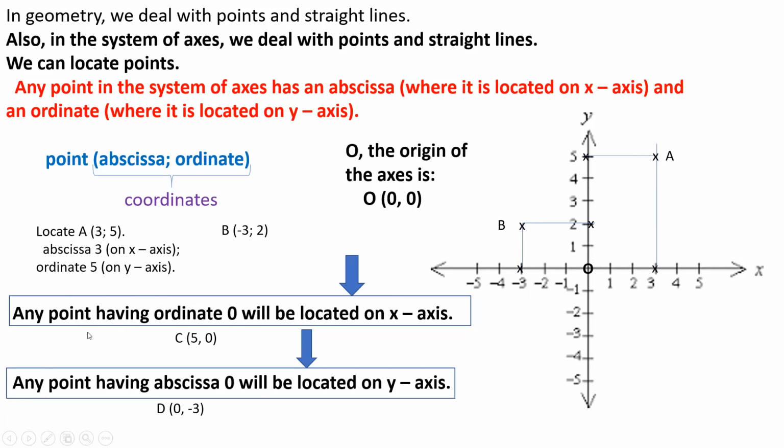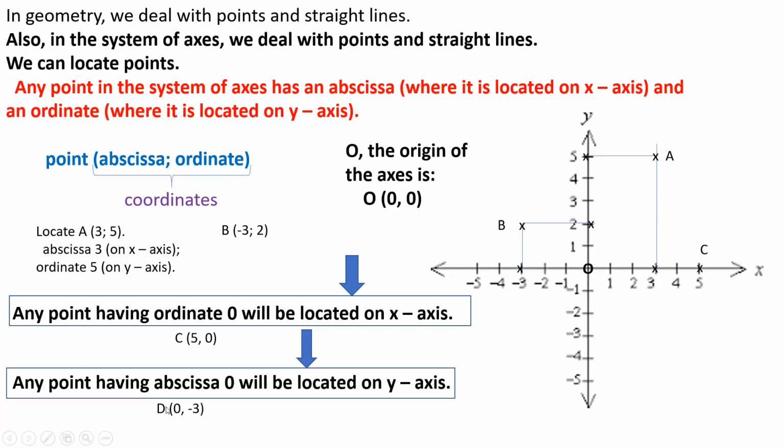Now, any point having ordinate 0, for example C (5, 0), has ordinate 0, so this point will be located on the x-axis. So let's locate C. C is located here on the x-axis. It has abscissa 5 and ordinate 0.